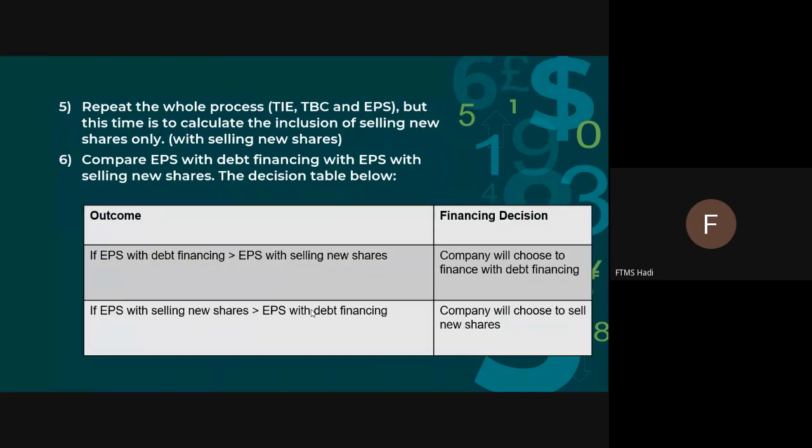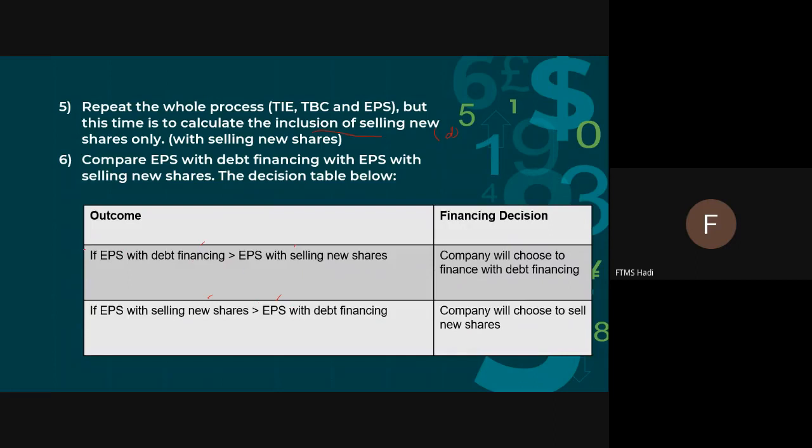Okay, and then repeat the whole process, TIE, TBC, and EPS to calculate the inclusion of selling new shares only. This is applicable for question D later on. And then the last one to cover is to compare those two. If EPS with debt financing is more than EPS in selling new shares, the company will still remain to have debt financing. But if EPS with selling new shares is more than debt financing, the company will choose to sell new shares.